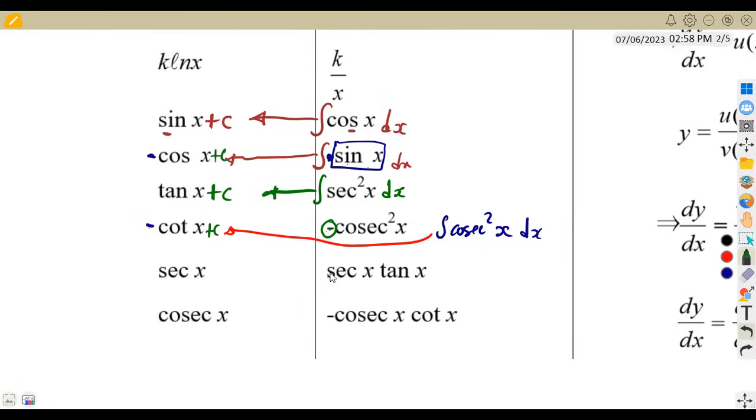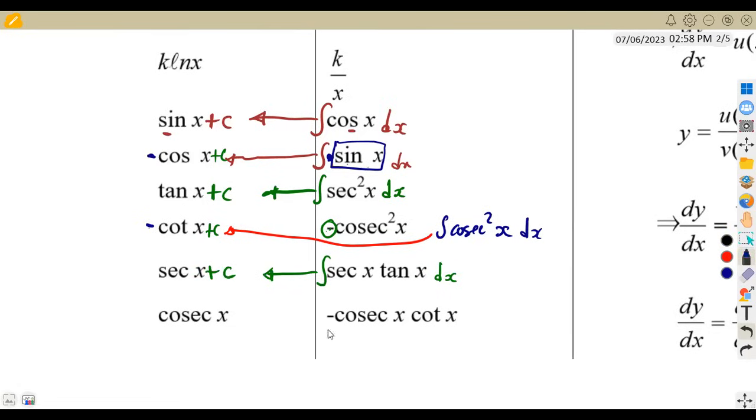The same thing, this one is already positive, so there's no need for us to introduce anything. So we're simply saying the integral of sec x tan x with respect to x is going to give us sec x plus the constant of integration.